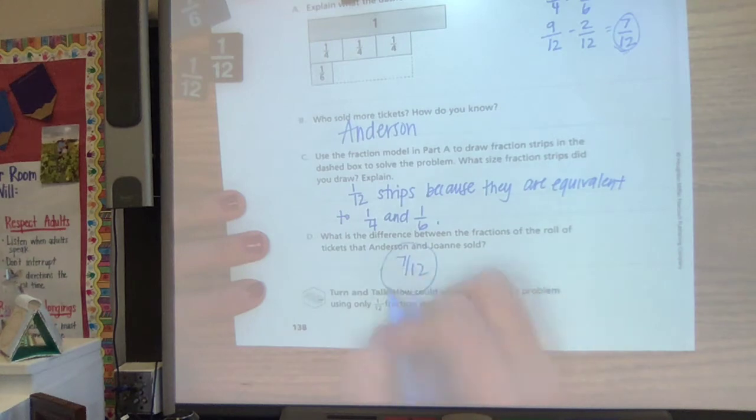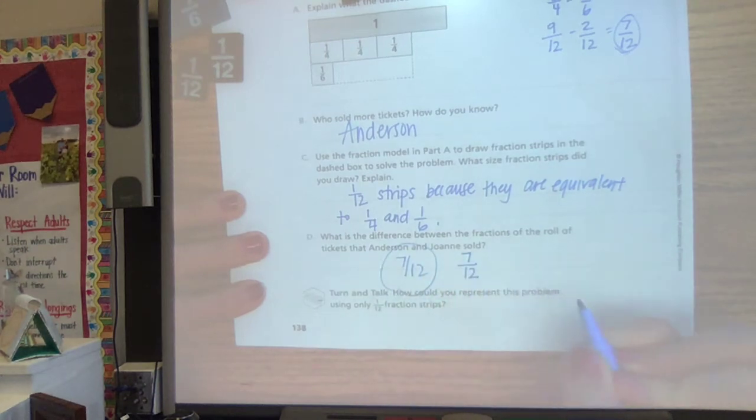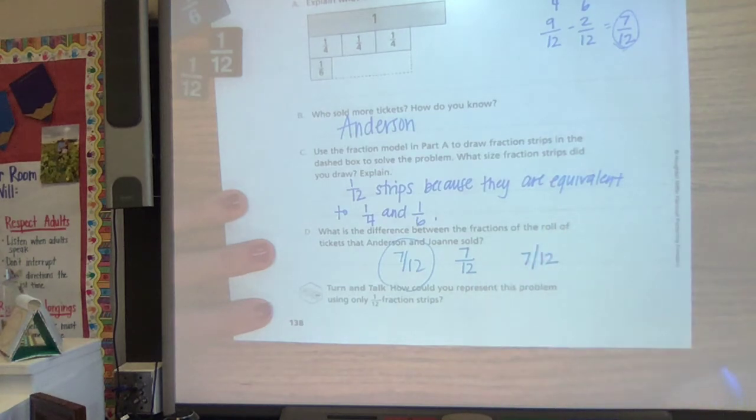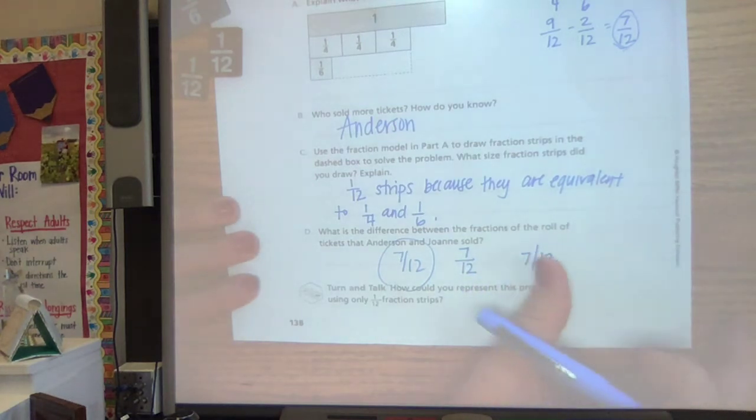And I haven't really said that, but sometimes you'll see a fraction this way, and usually I try to write them this way, but sometimes you'll see a fraction this way. Still, this is a fraction symbol, which is just a division, really. 7 divided by 12. That's what a fraction is, a division problem. All right, let's look at one more page, page 139.